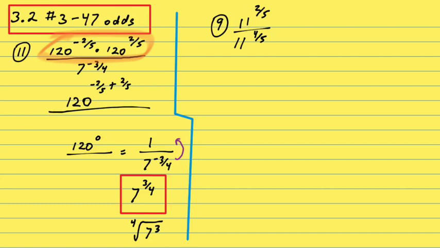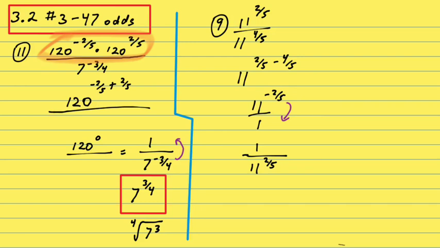Number 9, you are dividing like bases. If you divide like bases, you subtract exponents. So 2/5 minus 4/5 is a negative 2/5. As I just said, if you have a negative exponent, it goes to the other side of the fraction and becomes a positive exponent. The problem is this is a 5th root in the denominator. You're not allowed to leave radicals in the denominator.